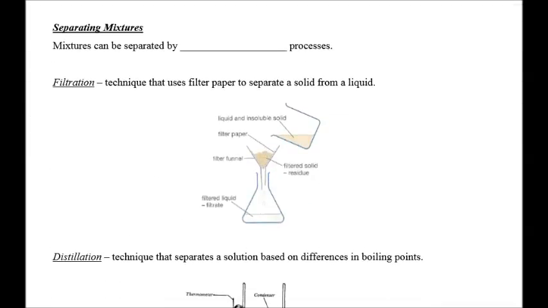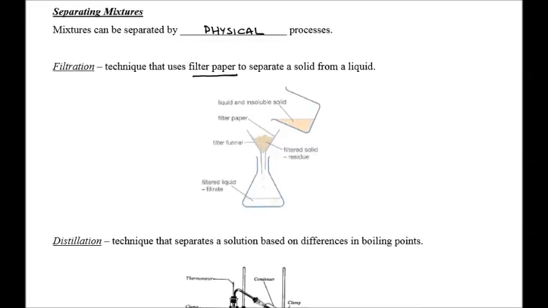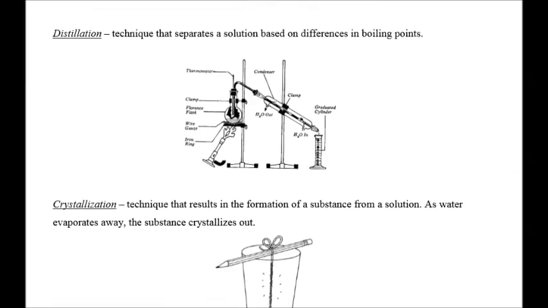If we turn to page 33, mixtures can be separated by physical properties. And we need to know a couple of ways of separating a mixture. Filtration uses filter paper to separate a solid from a liquid. Distillation is a process by which a homogeneous solution can be separated based on boiling points.